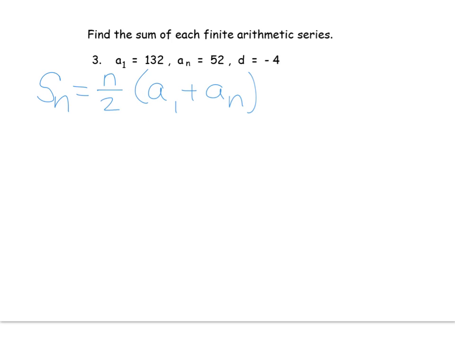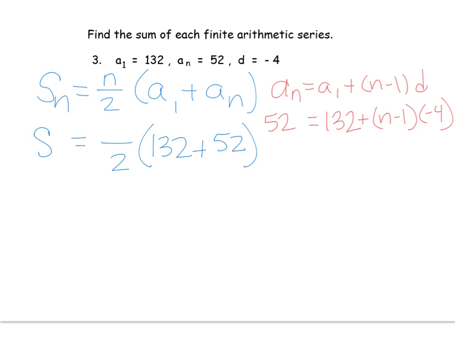So I'm going to go ahead and start by subbing in the things that I know. I don't know N. Something over 2. A1 is 132. AN is 52. But I can't go any further with this until I know how many numbers I'm adding up. So we have to know the first number we're adding, the last number we're adding, and how many numbers we are adding. So in order to get the missing information, go back again to the arithmetic sequence formula. So if AN is 52, A1 is 132, the common difference is -4, we can use this information to solve for N.